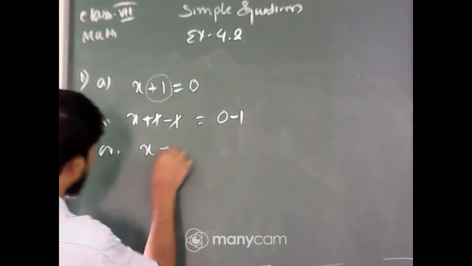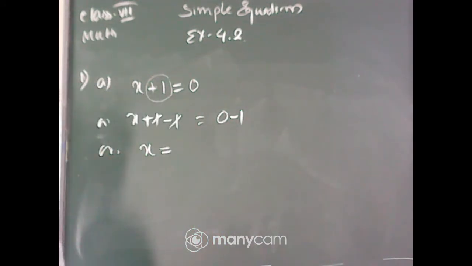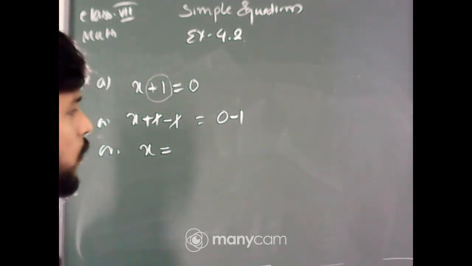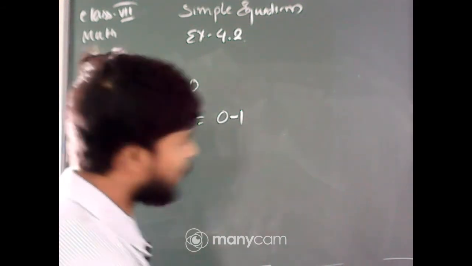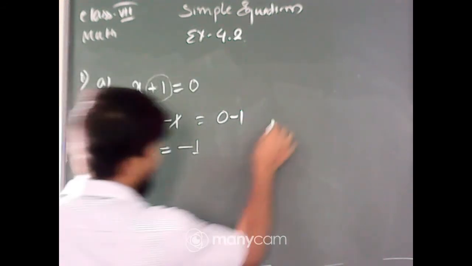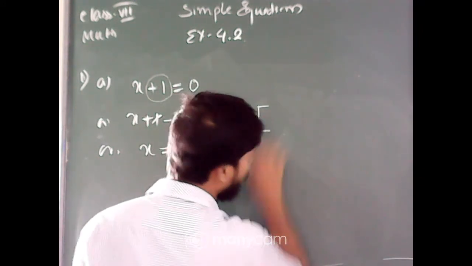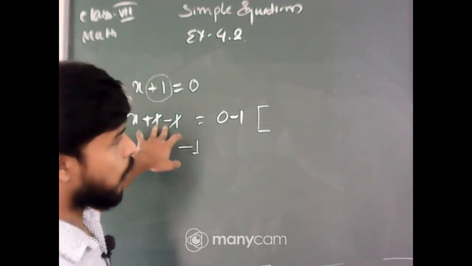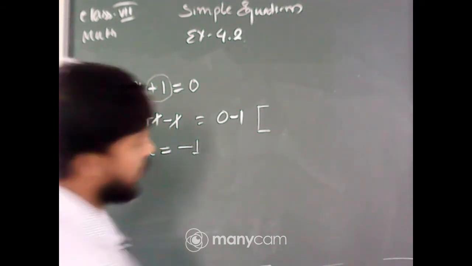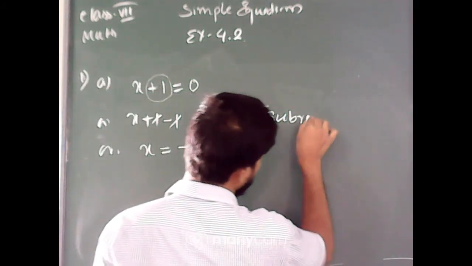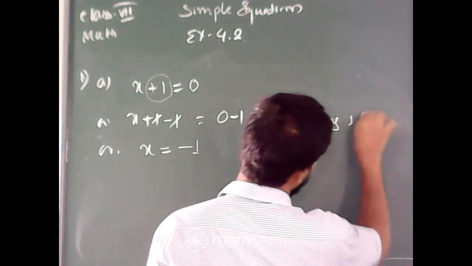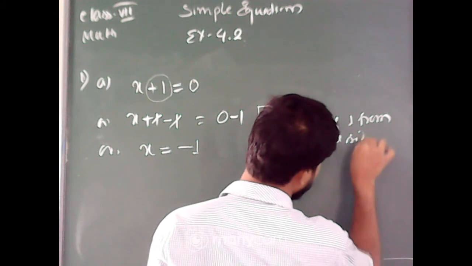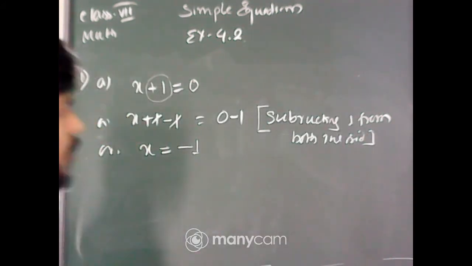That means x is equal to 0 minus 1. Can you tell me the value of 0 minus 1? Yes, minus 1. Very good. 0 minus 1 is equal to minus 1. And don't forget to write the first step. The initial step is subtracting 1 from both the sides. Must mention the first step.